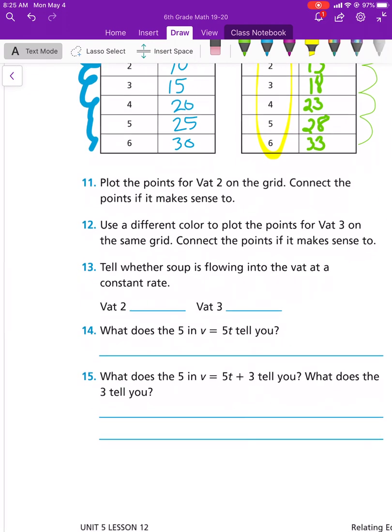So number 13 says, tell whether soup is flowing into the vat at a constant rate. And the correct answer is yes for both of them, right? They're both flowing at a constant rate. Okay. So what does the 5 in V equals 5t tell you? What does that mean? I want you to think about that for a second.